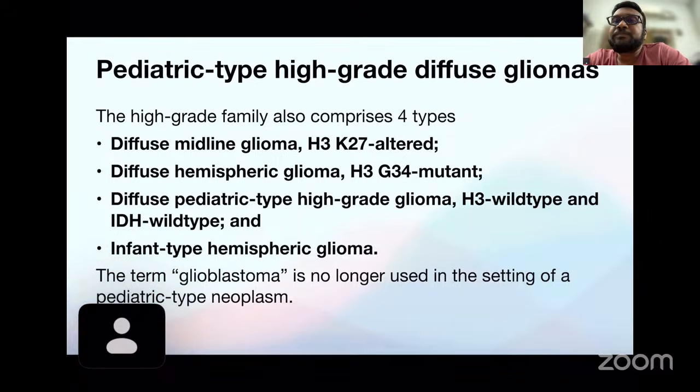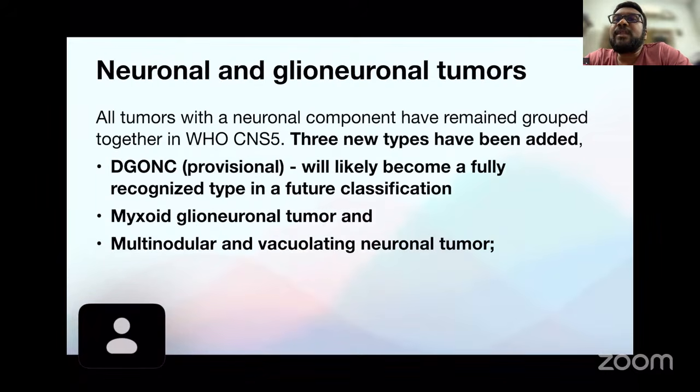glioblastoma. So regarding the neuronal and the glioneuronal tumors, all tumors with a neuronal component have been grouped together. So what are these? You have DGONC, you have myxoid glioneuronal tumor, and then you have multinodular and vacuolating neuronal tumor. So the DGONC, that is provisional.